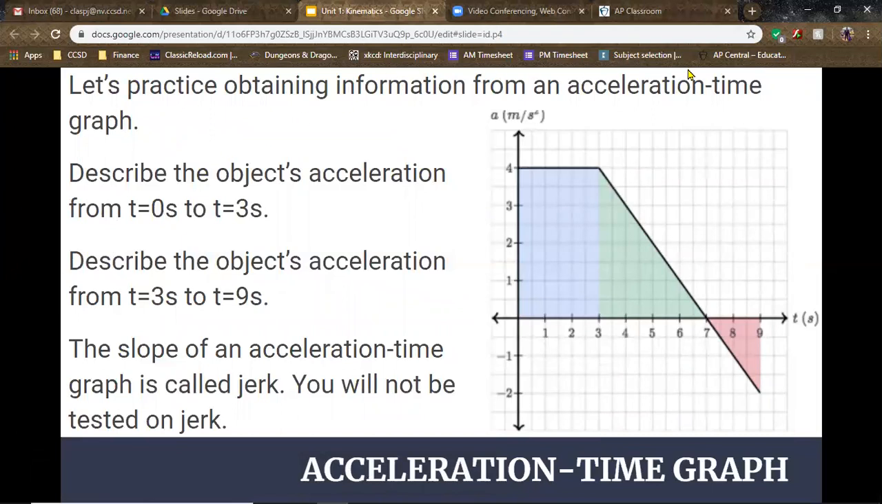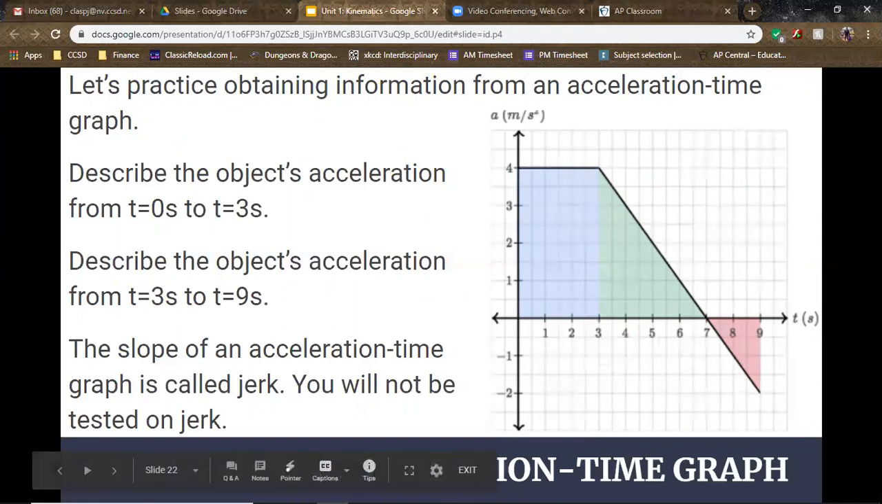All right. So let's practice obtaining information. Describe the acceleration from 0 to 3 seconds, then describe the acceleration from 3 seconds to 9 seconds.